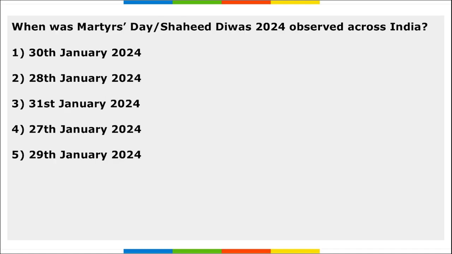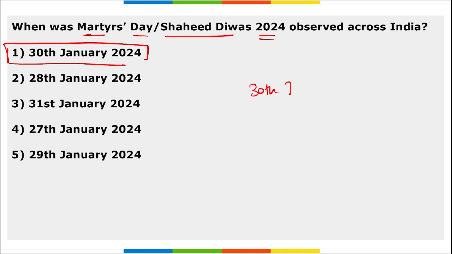Correct? Next. When was Martyrs Day or Shahid Divas 2024 observed across India? On 30th of January, we observe Martyrs Day, that is Shahid Divas, to commemorate those who have sacrificed their life in the line of duty to the nation. Also remember, this 30th of January is the death anniversary of Mahatma Gandhi. This was the 76th death anniversary of Mahatma Gandhi.